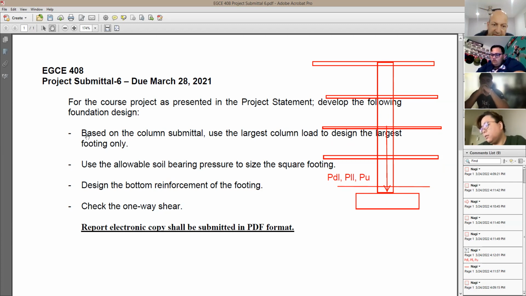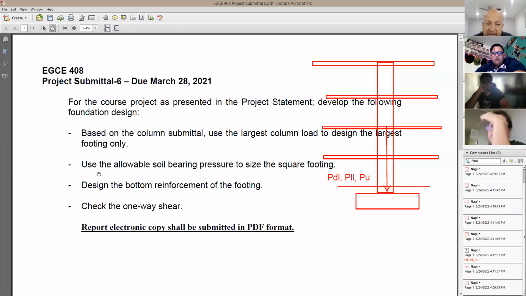So in the first item here, I'm saying based on the column submittal, use the largest column load. Yeah, you remember we have taken the largest internal column load. So this is going to be the same one that you have used to design the largest footing only. So you're going to be doing only one footing design.